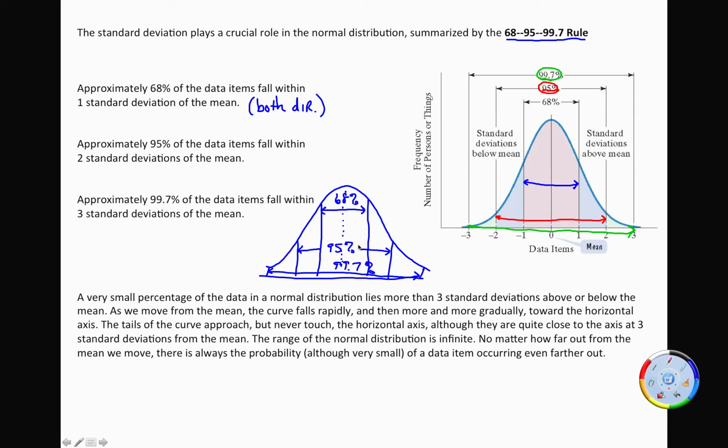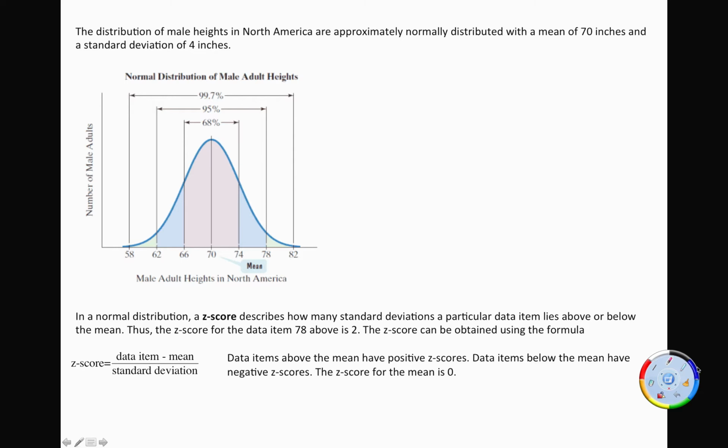All right, so I'm just going to keep this in mind as we talk about any data set that is normally distributed. For example, the distribution of male heights in North America are approximately normally distributed. As soon as I see that, I've got this drawing to go on. If it doesn't supply it, I'm going to make this drawing.